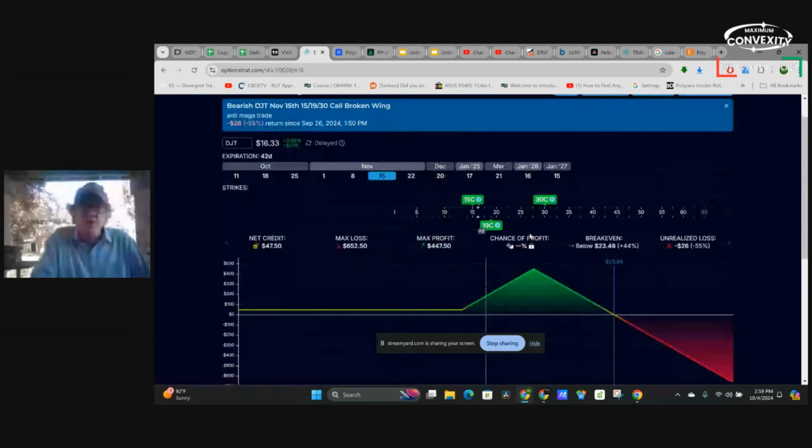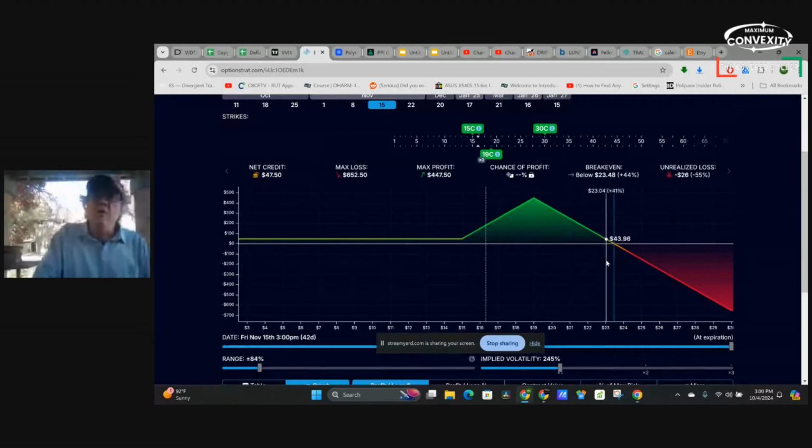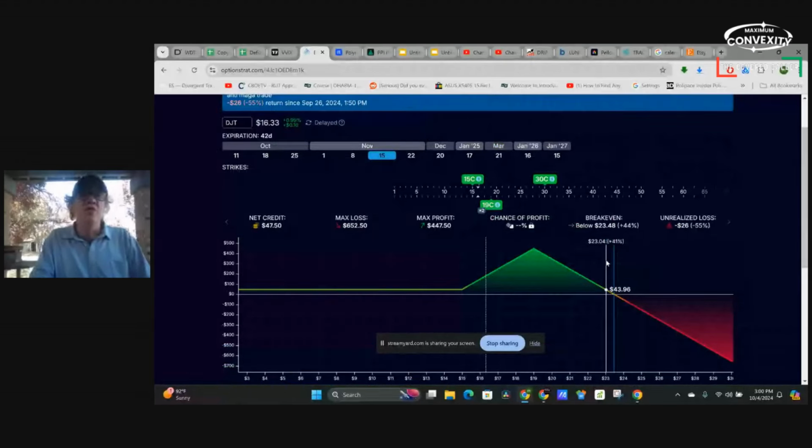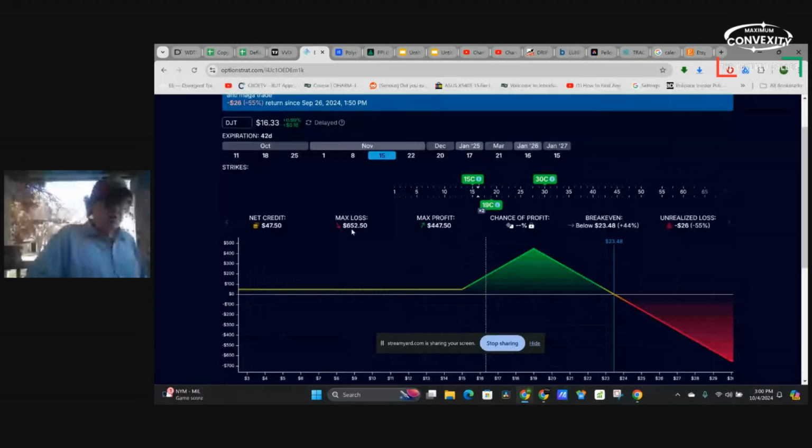So this right here is saying that company DJT doesn't go over like 23 between now and election day, which is November 15th, which is the expiration right after election. And that would be, presumably if he loses the election and the holding company is basically worthless or whatever, this trade would make $47. All right. It's on about $600 risk. So, you know, it's $50, but over the course of a month, that's not terrible.